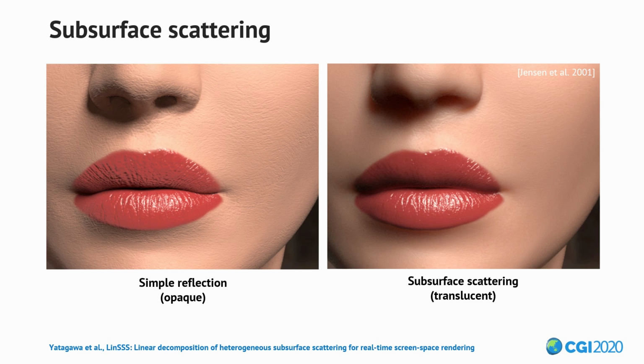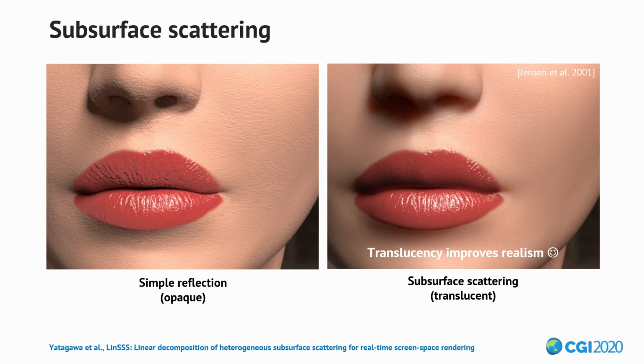By considering subsurface scattering, the appearance of the translucent object is significantly changed. In this slide, only the simple surface reflection is considered in the left image, and the subsurface scattering is also considered in the right image. As you can see, the right image with the subsurface scattering looks much more realistic compared to the left image without subsurface scattering.